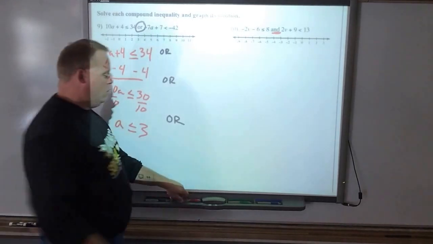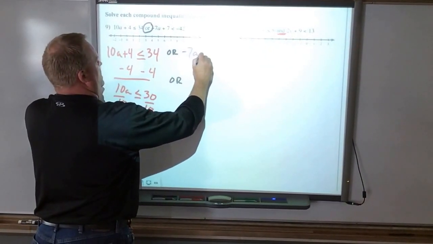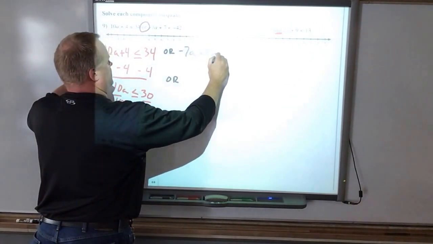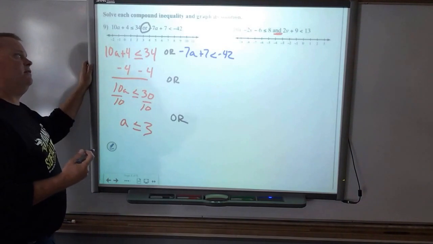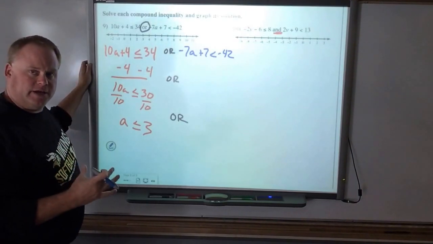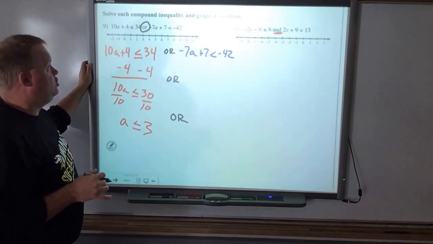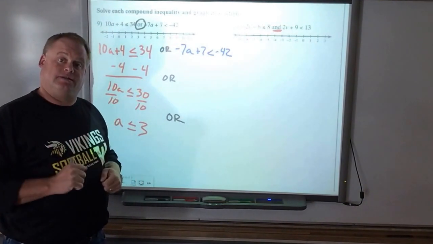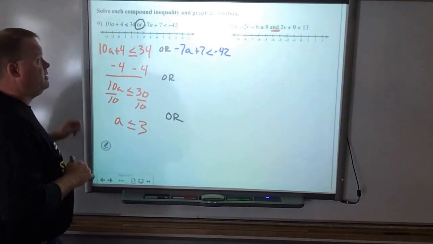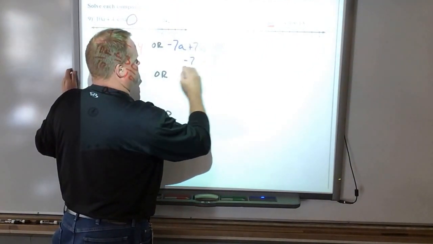Alright, the second one of these is negative 7a plus 7 less than negative 42. And you're like, wait a second, they're both less than right now. I might find something funky here. Do the problem first and see what happens. The "or" is going to go one way or the other, so somehow this sign is going to flip, okay? So trust it. First thing I do is subtract 7 from both sides.